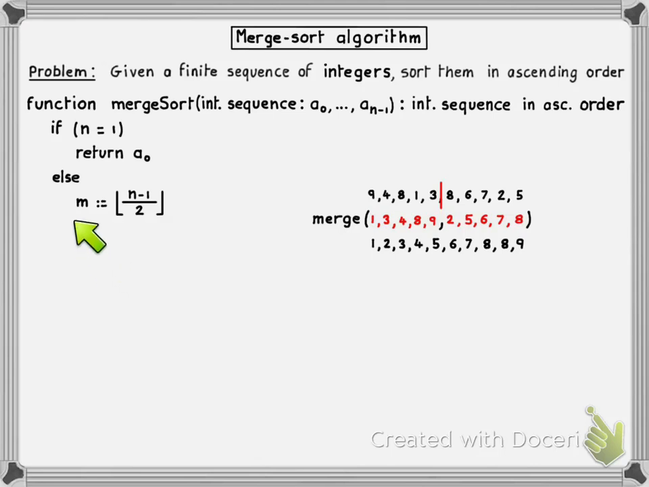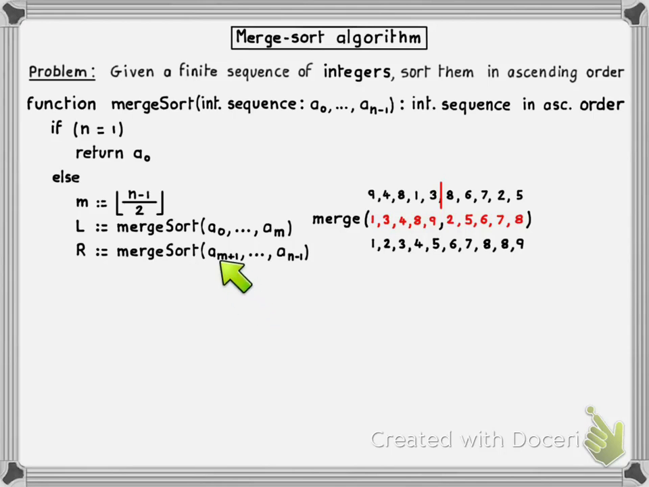So after we compute the value of the middle element index, let's do a first recursive call to merge sort with the first subsequence as an argument. Let's call the resulting sorted subsequence L for the left part of the original sequence. Then let's do a second recursive call to merge sort with the second subsequence, the one starting at index m plus 1, and that goes all the way to the end of the sequence. Let's call the resulting sorted subsequence R, which is the right half of the original sequence.